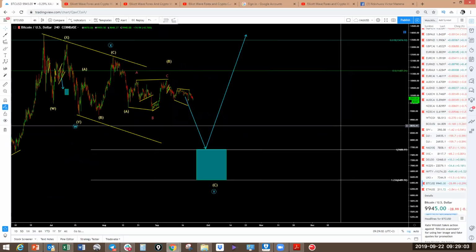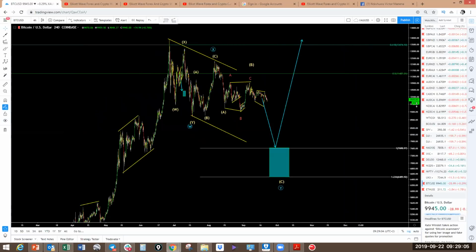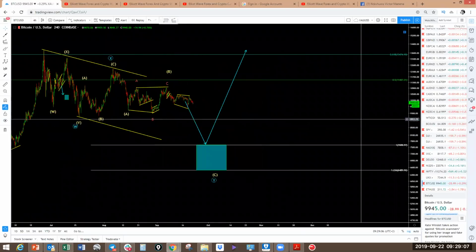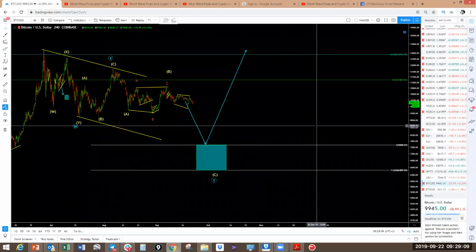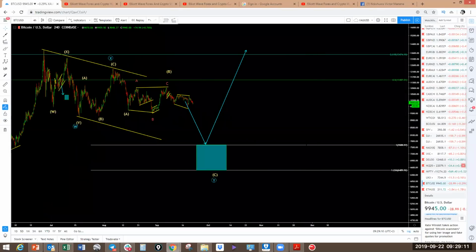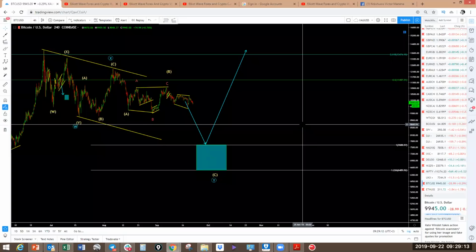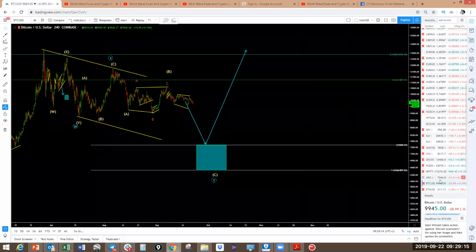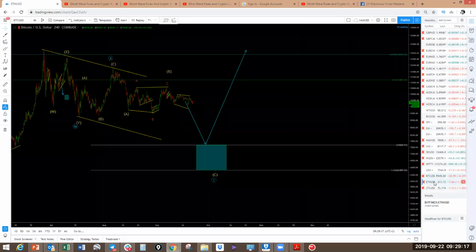Right, so you can start looking for those sell setups. I'm not going to go into details with the rest of the cryptos. I'm just going to show you the immediate move that we expect in the lower time frame. But Bitcoin should mostly follow Bitcoin. All right, now let's look at Ethereum.